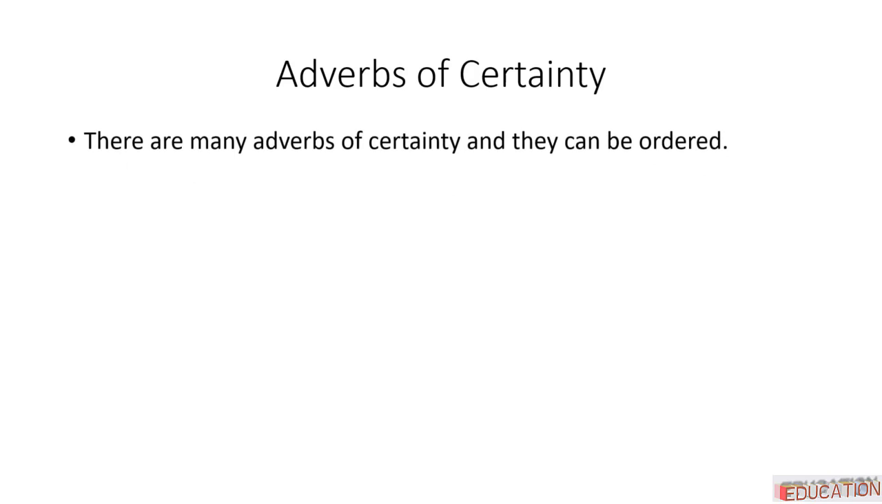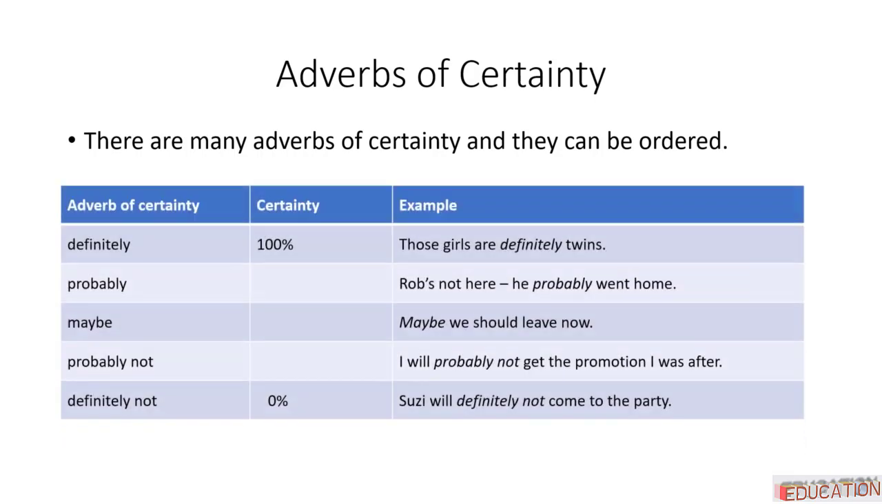Now we've looked at a handful of adverbs of certainty, and there are really many more, and they can be ordered. So if we look at this table, we have some adverbs of certainty, ranging from definitely through probably, maybe, probably not, and definitely not. And by definitely, we can attach a certainty of 100% to that. And by definitely not, we can attach a certainty of 0%. And we can look at the examples, and maybe you want to pause the video here and just look through the examples and make sure you're happy with them.